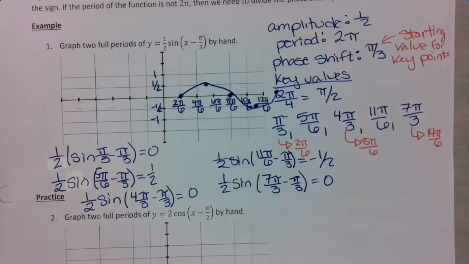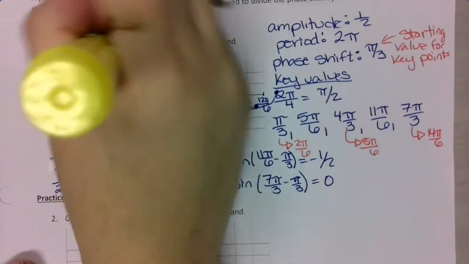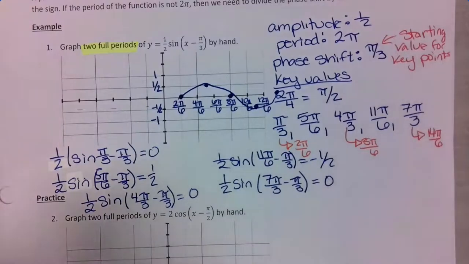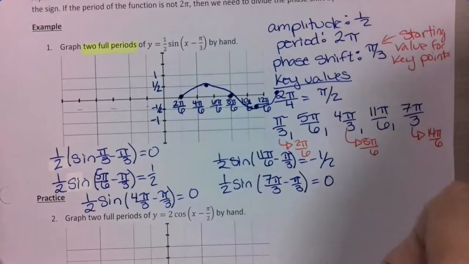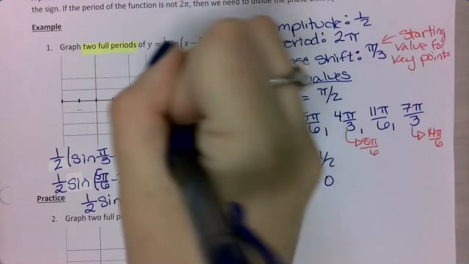And then this question was asking for 2 full periods. So that means it wants 2 of these curves. So I just need to go backwards and make sure I have 2 of these. So every line and a half.